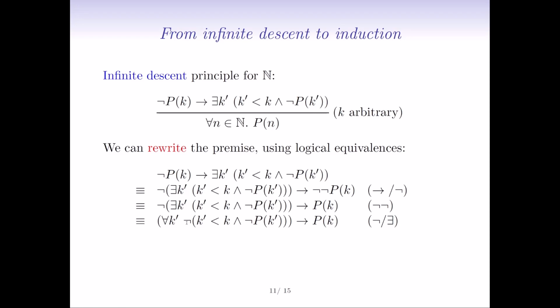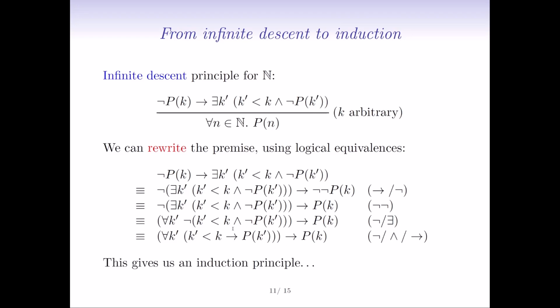And then let's just write the inside of this a little bit more by observing that not (A and not B) is the same thing as A implies B, because A implies B is false exactly when A is true and B is false. So another way of writing this is, for all k prime, if k prime is less than k, then P holds of k prime. And that's the left-hand side of the implication, and then that implies P of k. And that's using the equivalence that not (A and not B) is the same thing as A implies B.